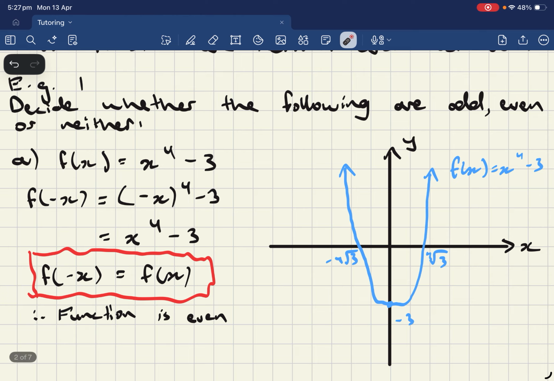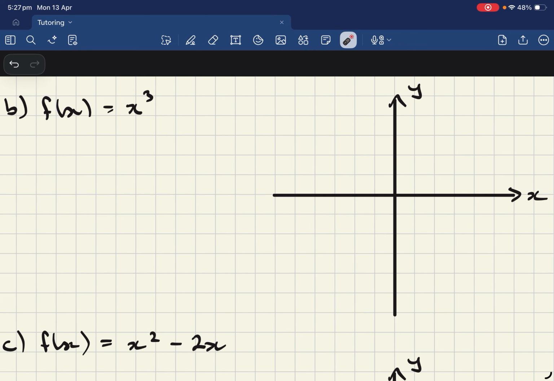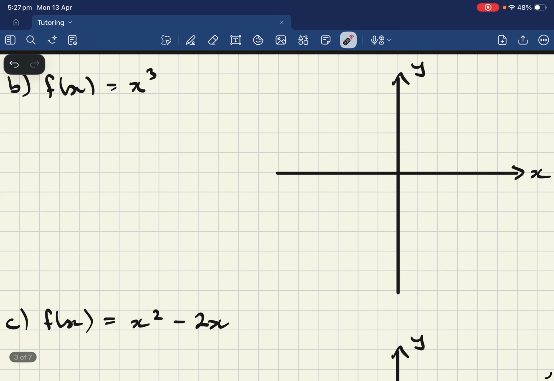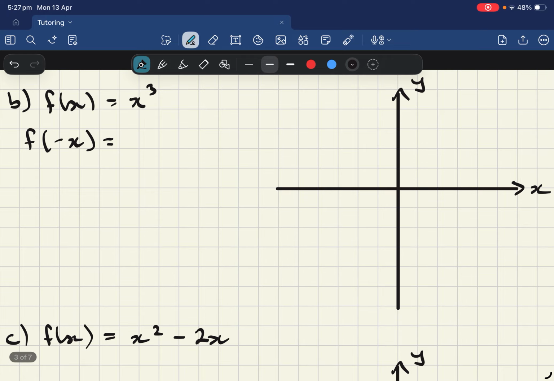Moving on to the next one, we have f of x equals x cubed. Let's just have a look. Let's start off with our f of negative x. We'll test first if it's even. This will give us negative x to the power of 3.